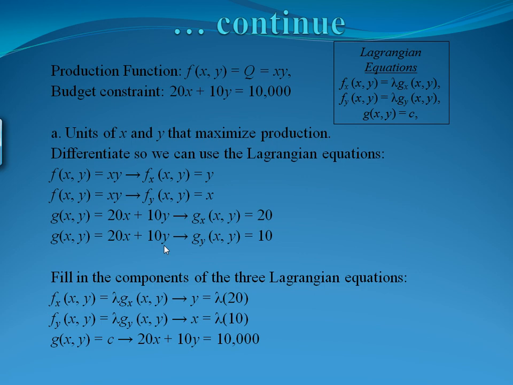So now we have all the pieces we need to set up our general equation. So again, our general equations look like this. So we have f sub x equals lambda times g sub x. So that gives us y equals lambda times 20. Then we also have f sub y equals lambda times g sub y. So that gives me x equals lambda times 10. And our budget constraint was 20x plus 10y equals 10,000. So again here, we don't have the same value on the right with our lambda. So we need to take a different approach in solving this problem.